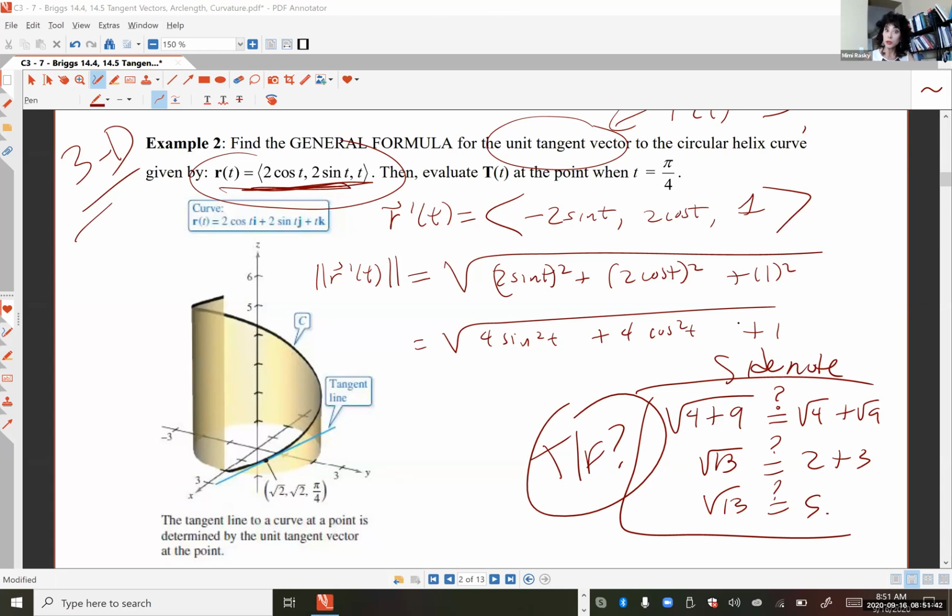Now you are allowed to do it over a product. If I changed this problem altogether and said the square root of 4 times 9, that's a different problem. Is that equal to the square root of 4 times the square root of 9? True or false?